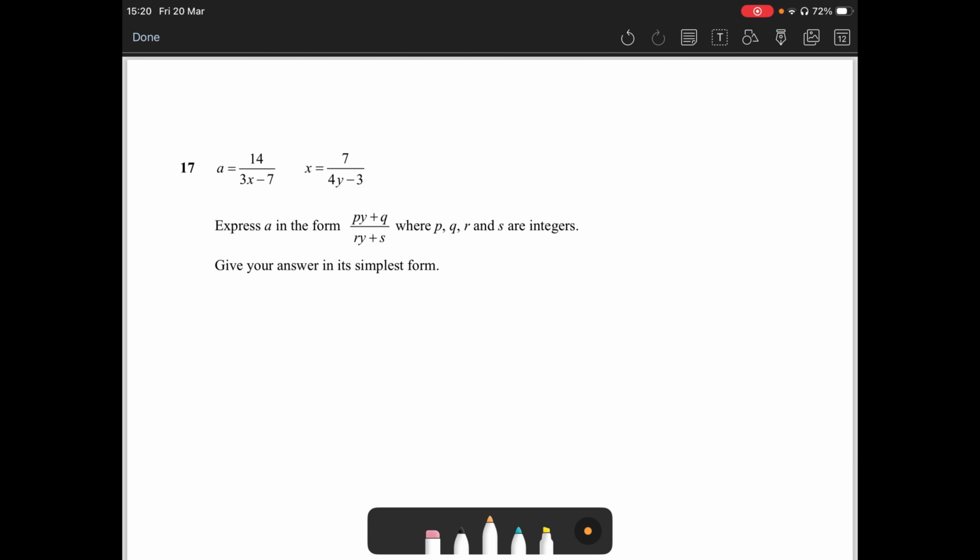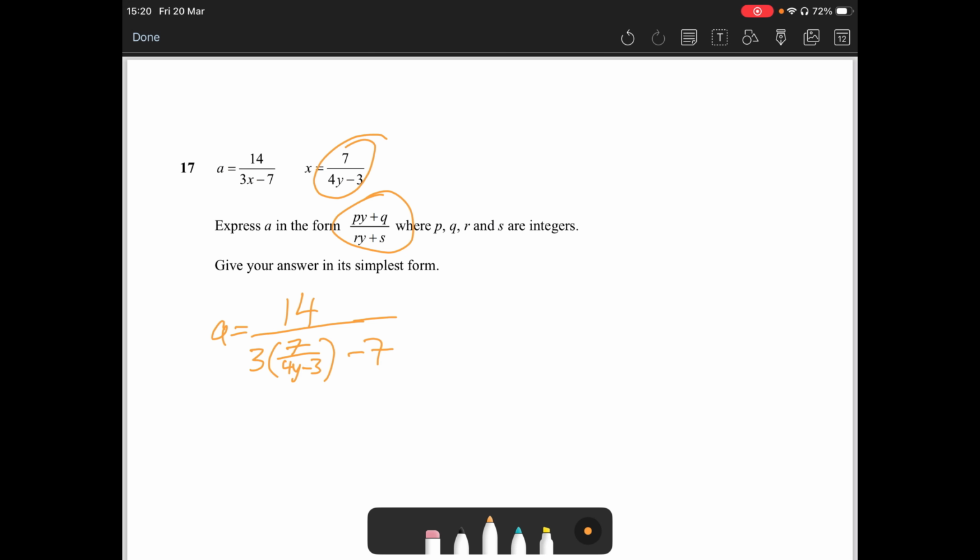Oof, this is a beast. We've got to write a in terms of y. Basically, we've got to rewrite a only using the letter y. No x is allowed, if you look at that, right? No x's, only y's, that's it. So, what we need to do with a is rewrite it, but instead of writing 3x, I need to write 3 of all of that. 3 lots of 7 over 4y minus 3 with a minus 7 afterwards, right?